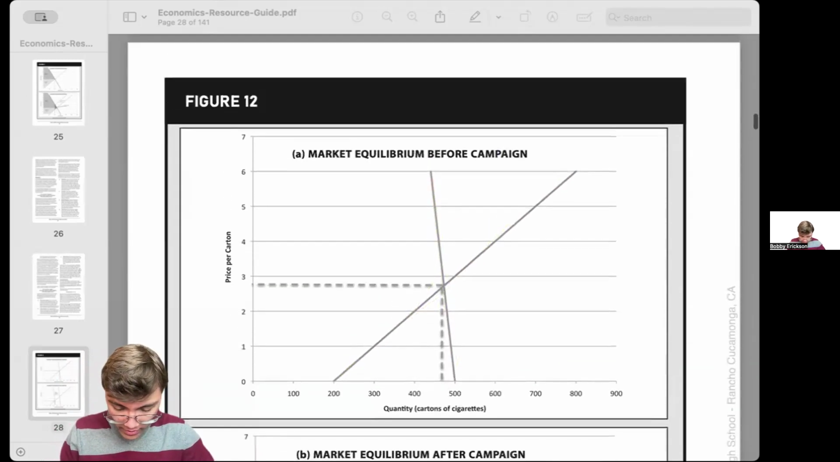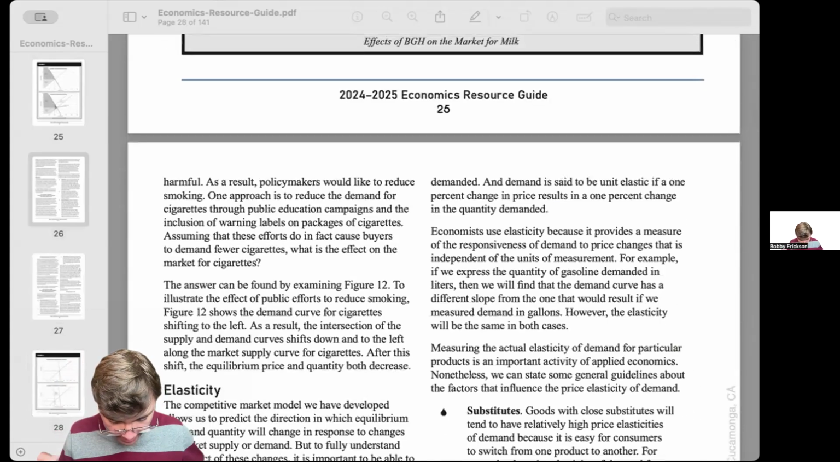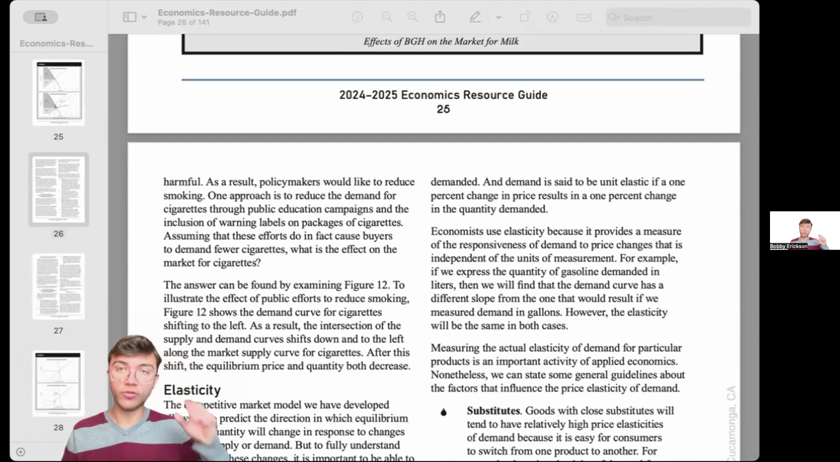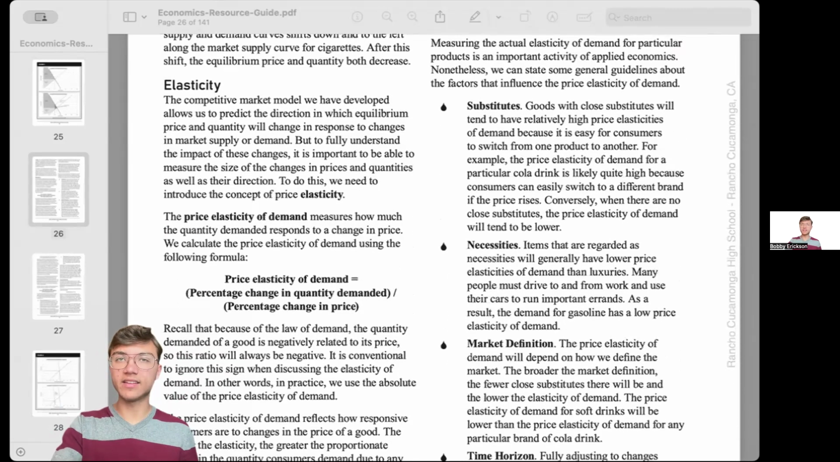And so based on this, we can make a few conclusions. We can now understand that both the equilibrium price and the quantity decrease. And so we're able to see that the quantity supplied and demanded is less for cigarettes. And so we are using this as a market model as a whole. And so next up, we get to start talking about elasticity. So this will be very fun to talk about.